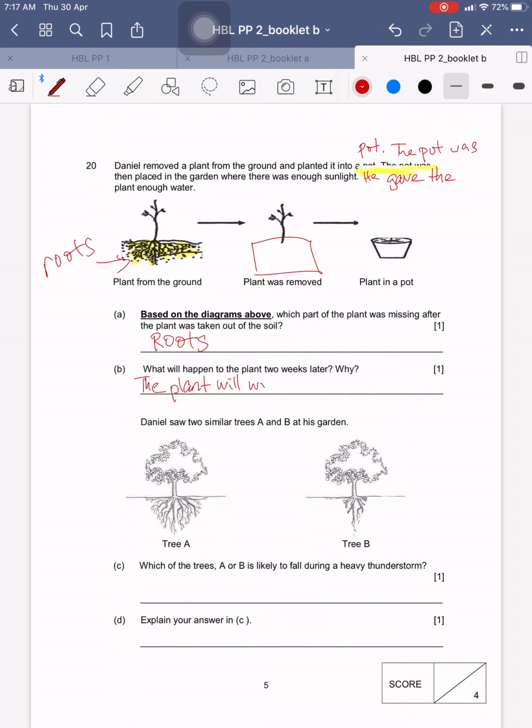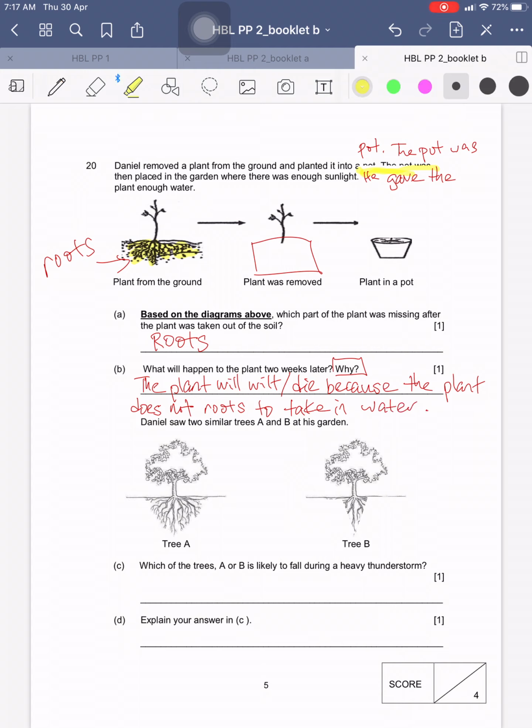Okay, or you can say it will wilt. Wilt means it's drying up and it's dying. Well, why is that so? They are asking why. So you must say because the plant does not have roots to take in water.